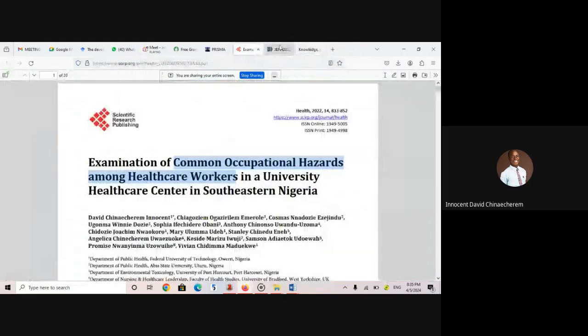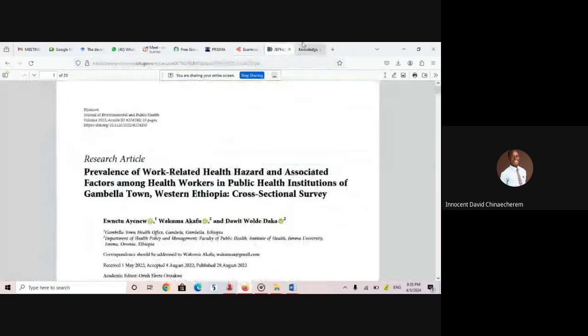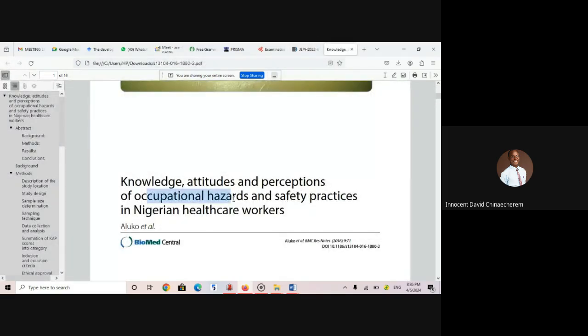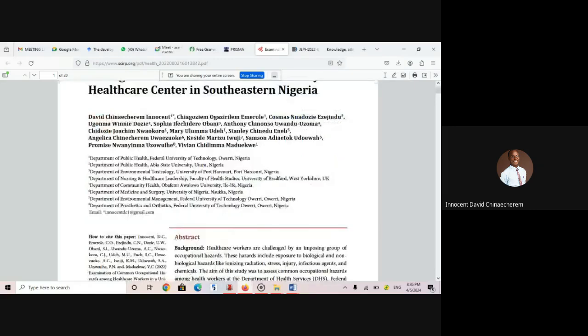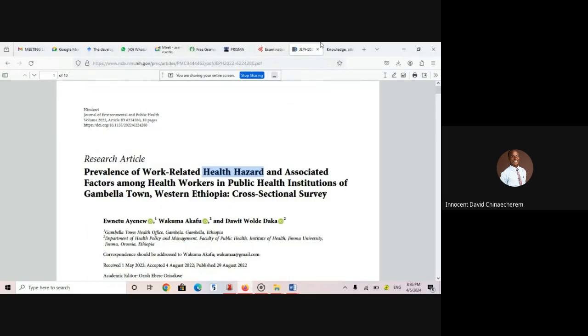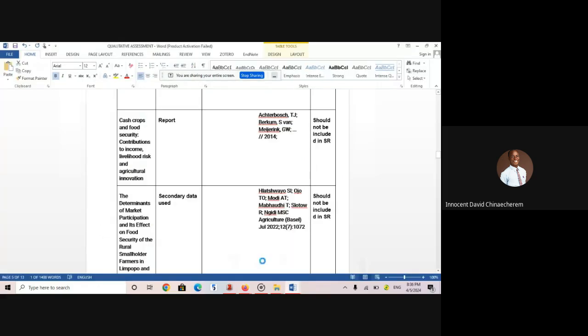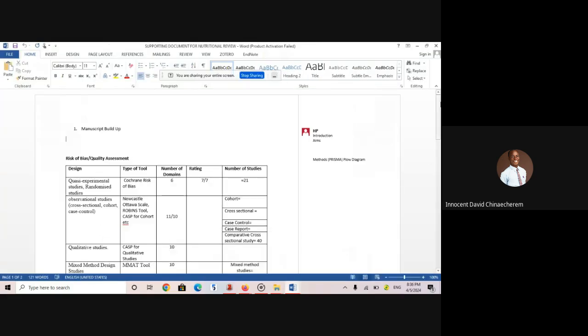So these are three identical papers. Now, what makes them identical is that they have one common variable, which is hazard in healthcare. Good. Now let's go back here to get the more concise knowledge. Now you have your systematic review, right? So you have your systematic review article.